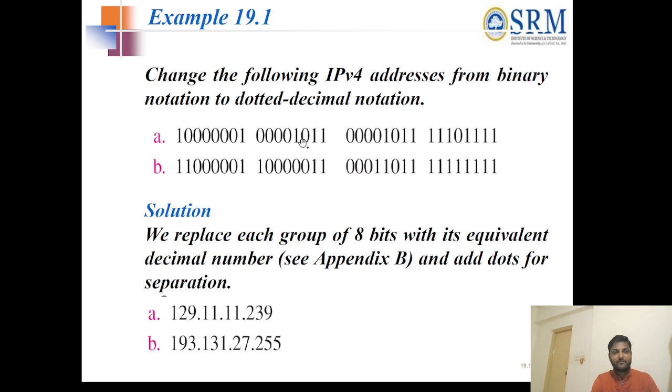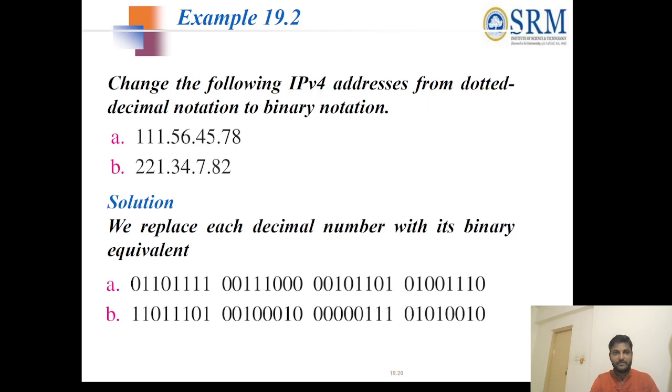Similarly, it will be 11, and it will be 239, as 2 to the power 4 will be subtracted from all the ones, that is 255. So 255 minus 16 equals 239. Similarly, we can do this one with the same logic.